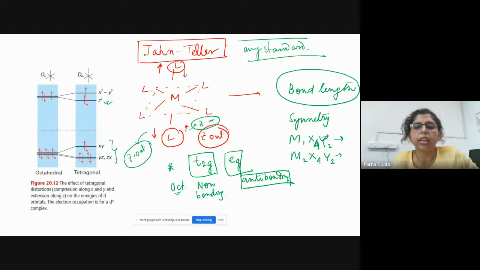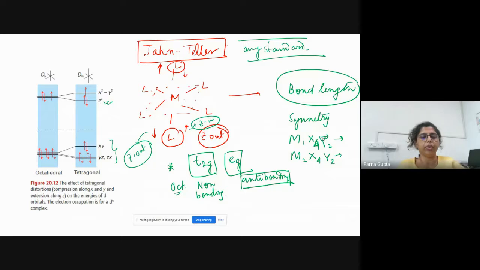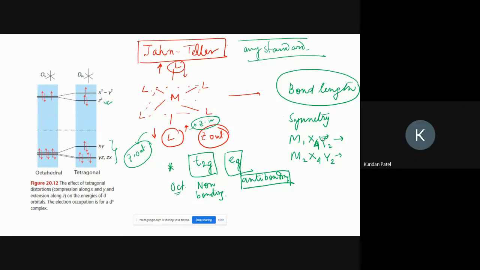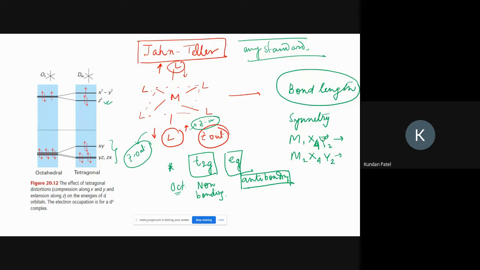Can you again explain the T2g and Eg part with relation to this? I cannot understand. So the point is that, as you can understand, if there is Z out or Z in, then there will be a difference in the energy for these states. That is clear, right? Yes, ma'am, that is clear.